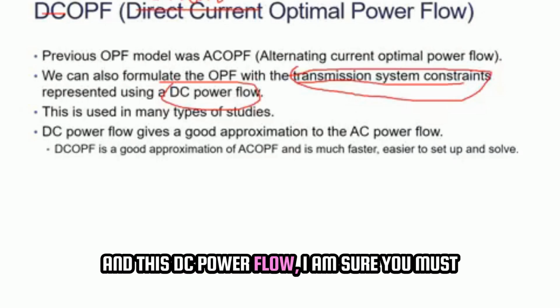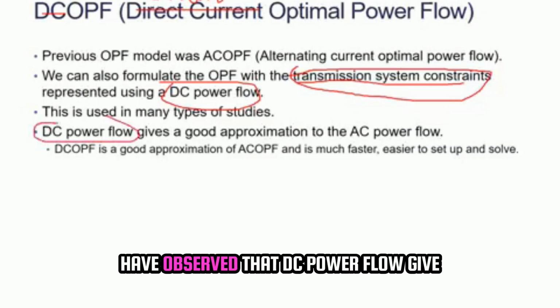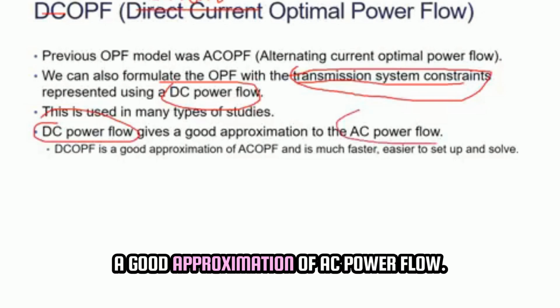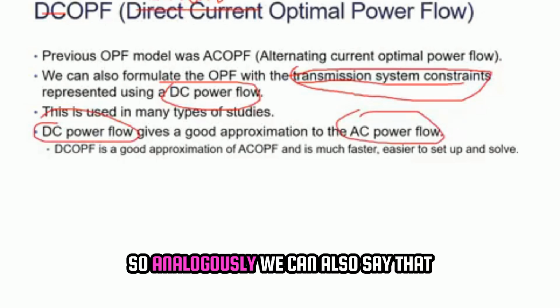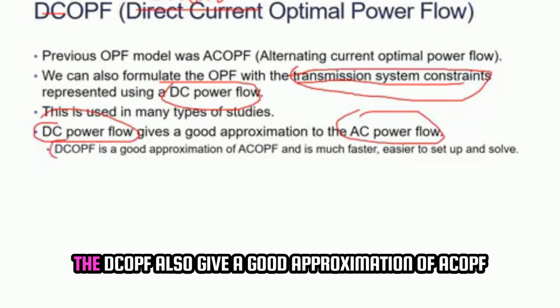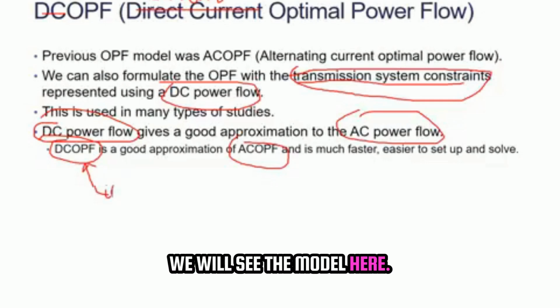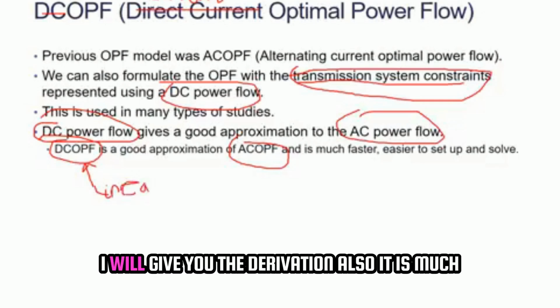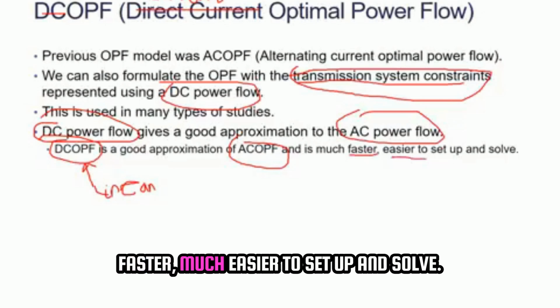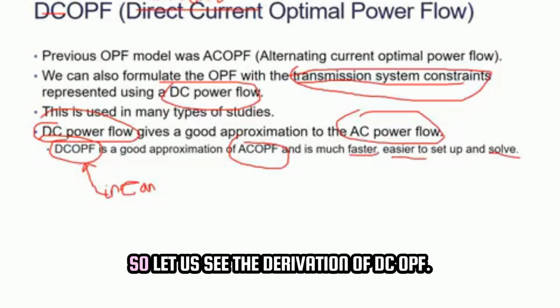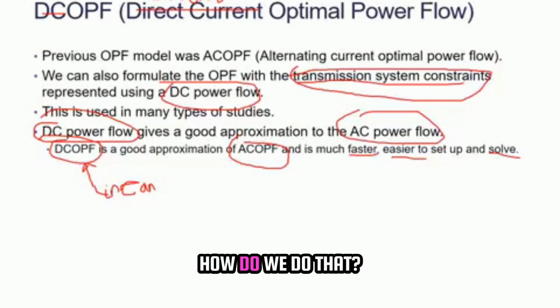And this DC power flow, I'm sure you must have observed, gives a good approximation of AC power flow. So analogously, we can also say that the DC OPF also gives a good approximation of AC OPF, because DC is nothing but linear. We'll see the model here. I'll give you the derivation also. It is much faster, much easier to set up and solve. So let us see the derivation of DC OPF. How do we do that?